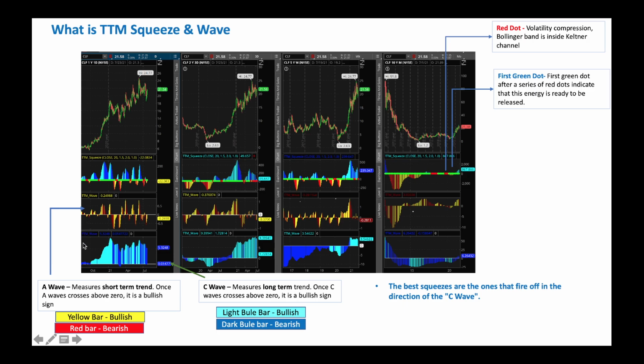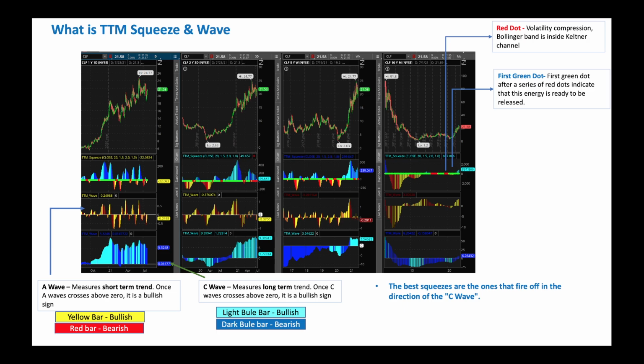So as you see here, I've got the A wave, which is a shorter term trend. This chart right here, this is the A wave. When the A wave is yellow, that means it's bullish. For example, you see some yellow line here, that indicates it's bullish. But when you see a red bar, that means it's bearish. You see some red bars here, that's bearish.